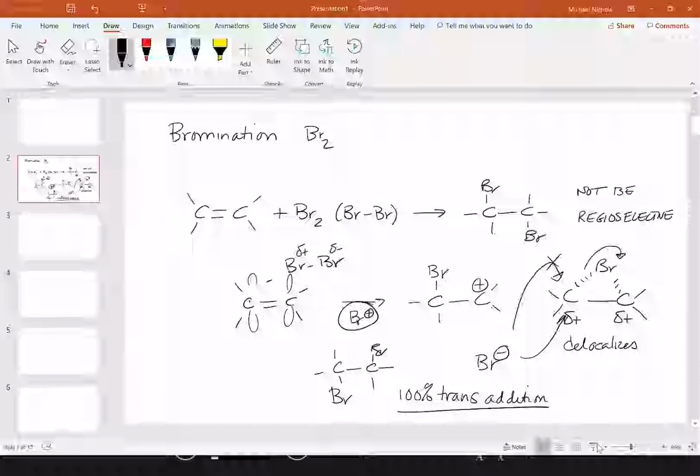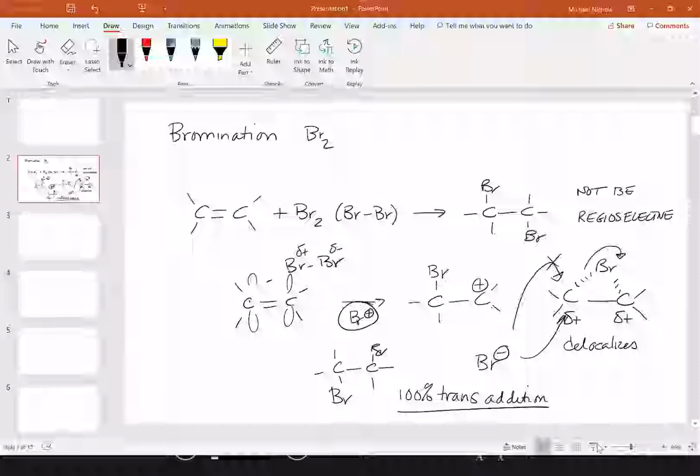So for bromination, the three things are you're adding Br2. It's not Markovnikov or anti-Markovnikov because it's symmetrical, but you are adding 100% trans. You're adding the bromines 100% trans. Right. So those are the three things. Everybody with me?